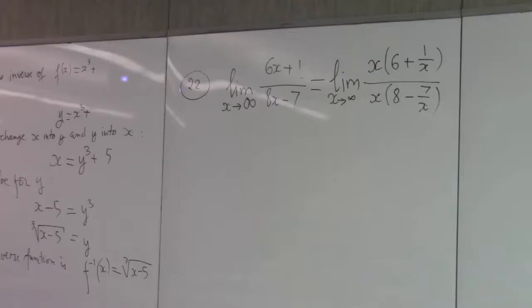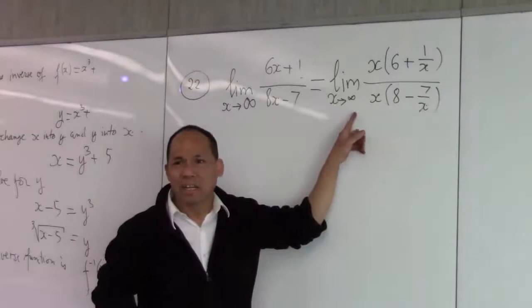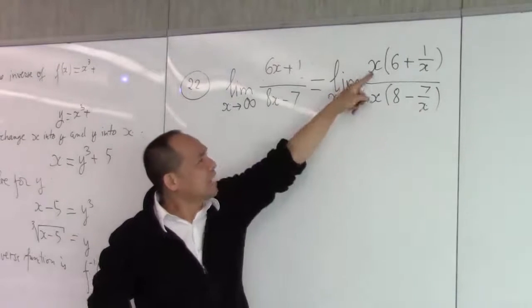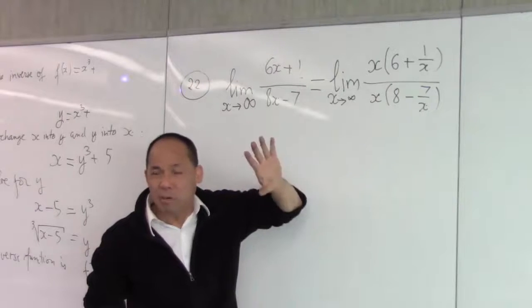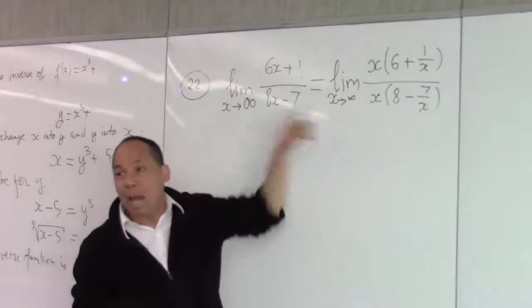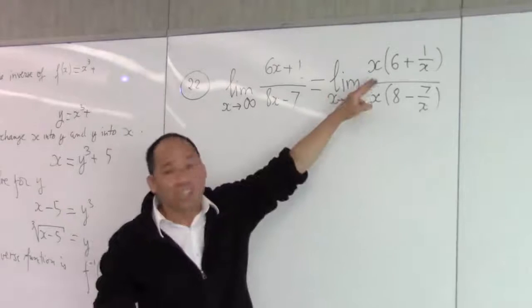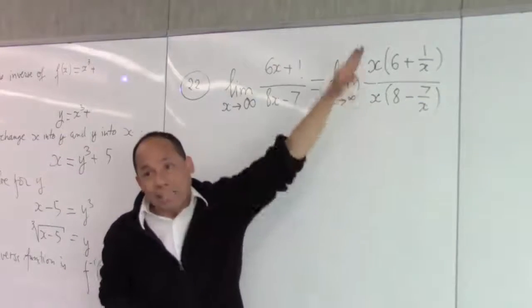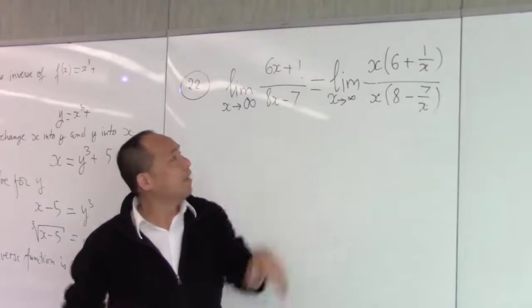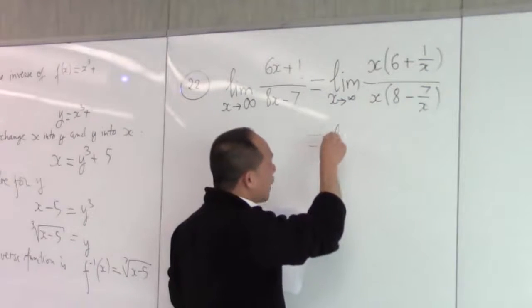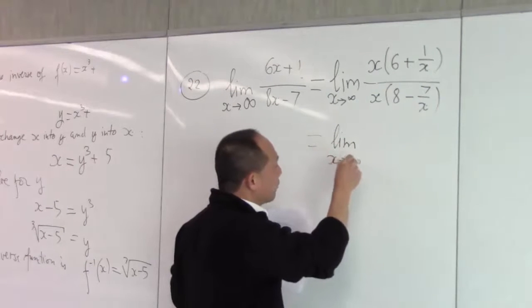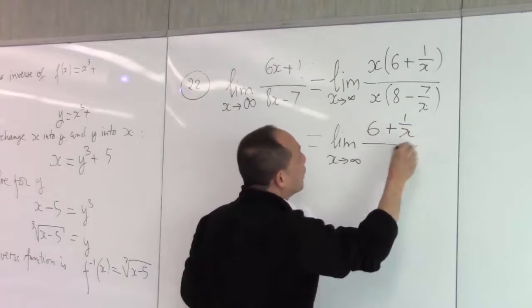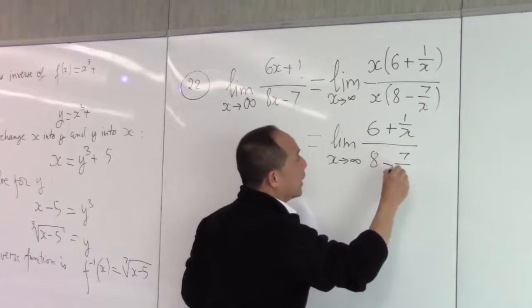Now you know that when x approaches infinity, it's not infinity, it's only approaching. So this x is a number, any number, but it's not infinity because it's only approaching. Concretely, it is a number, and because it is a number, you can cancel out. This becomes the limit as x approaches infinity of (6 plus 1 over x) over (a minus 7 over x).